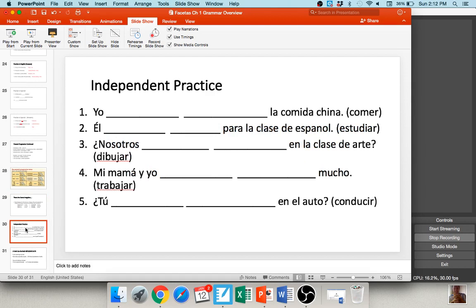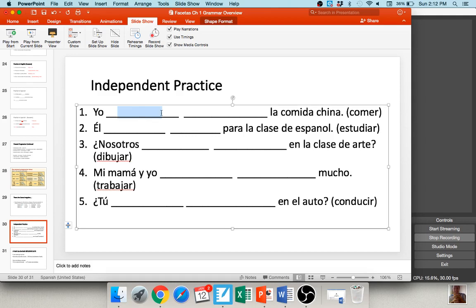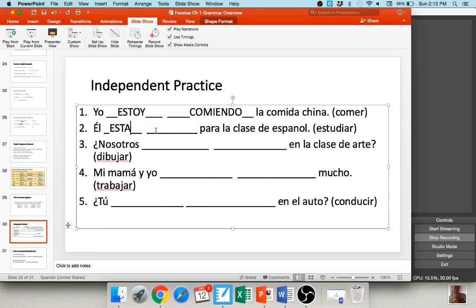A few examples for you here, all in the present tense. If I want to say I'm eating Chinese food, I need an estar word here to begin, so yo estoy. My verb was comer. I'm going to chop off my er and add back yendo. So yo estoy comiendo la comida china. Number 2 says that he is studying for Spanish class. In the present tense, the estar word to go with he would be está. And then again, for estudiar, which ends in AR, I'm going to remove my AR and add back ando. Él está estudiando para la clase de español.